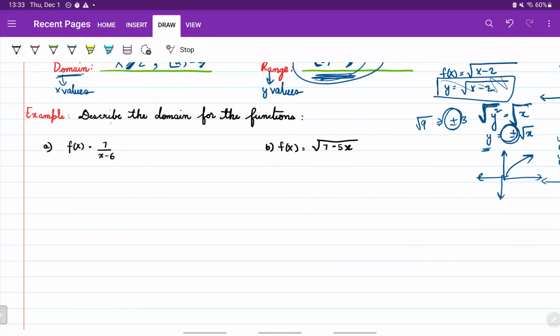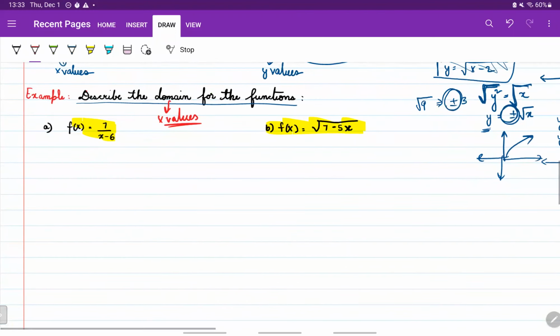Here we have describe the domain for the functions, and we are given 2 functions here. Let us do the first one. Domain is again all the x values, right? So we are only calculating the possible x values that this function can take. So the first one here, we have y equals 7 by x minus 6.